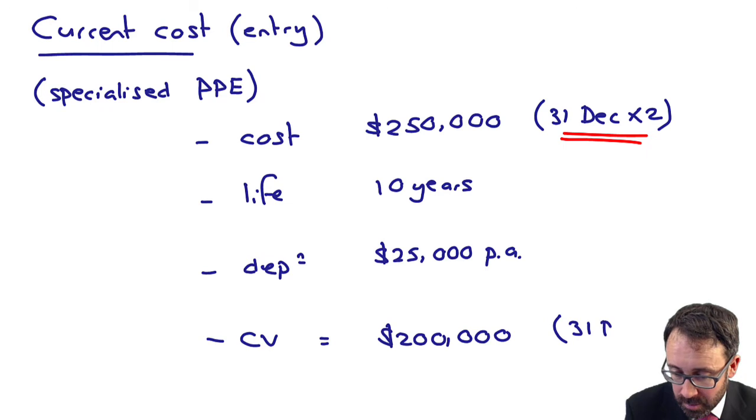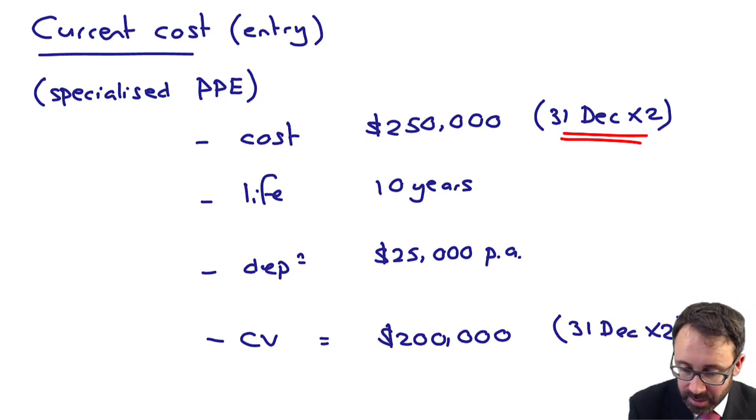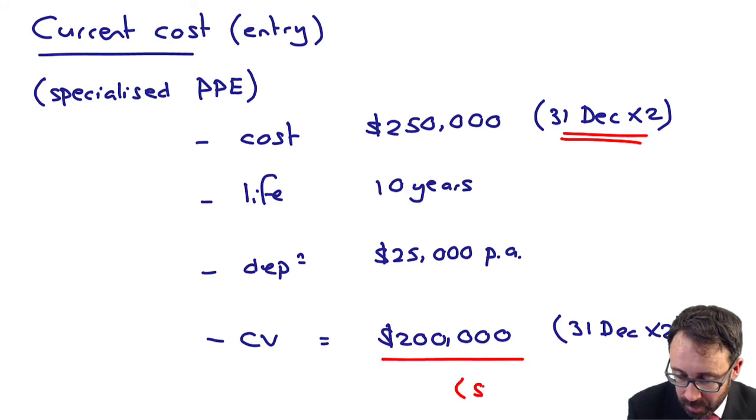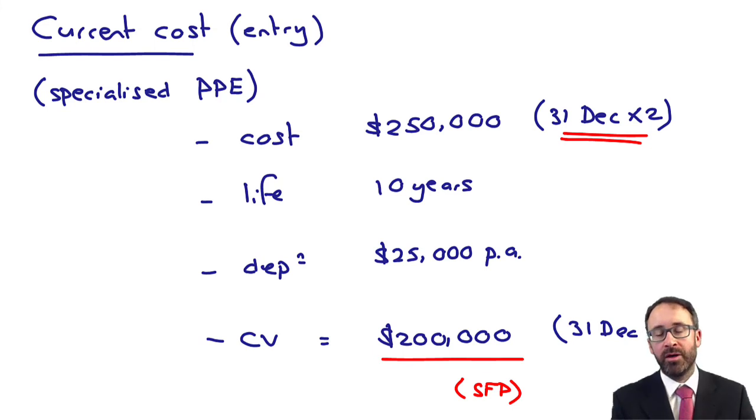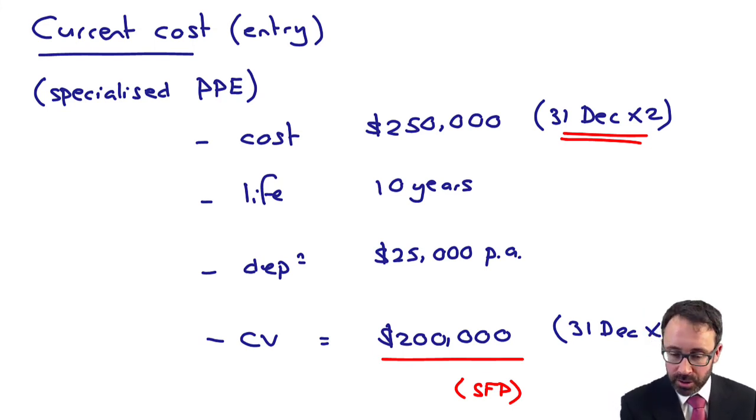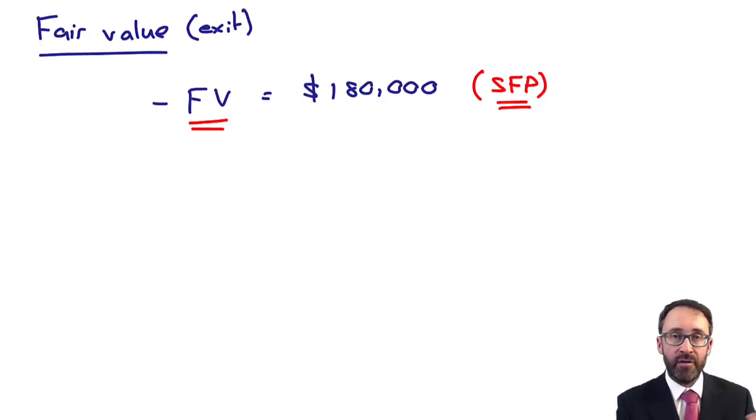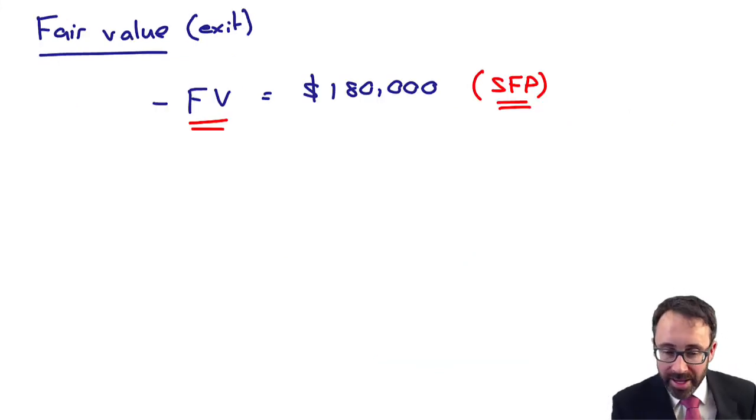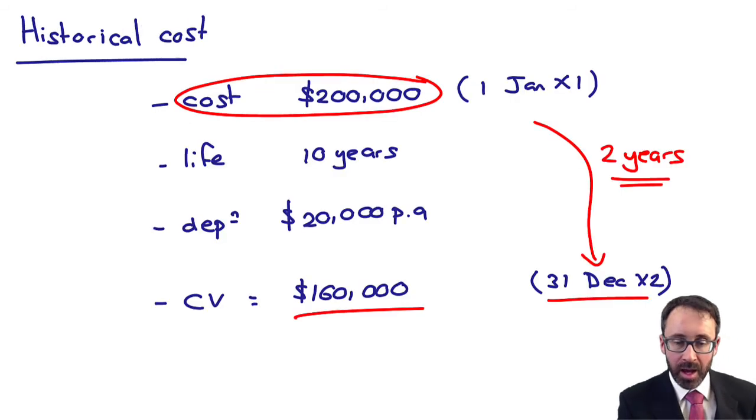200,000 on the 31st of December 20X2, and it's that amount there that would appear on the SFP under your current cost. Okay, so current cost, it's at 200. Is it their fair value? We just made up a number and said it's 180. Your historical cost, it's there, is it at 160?